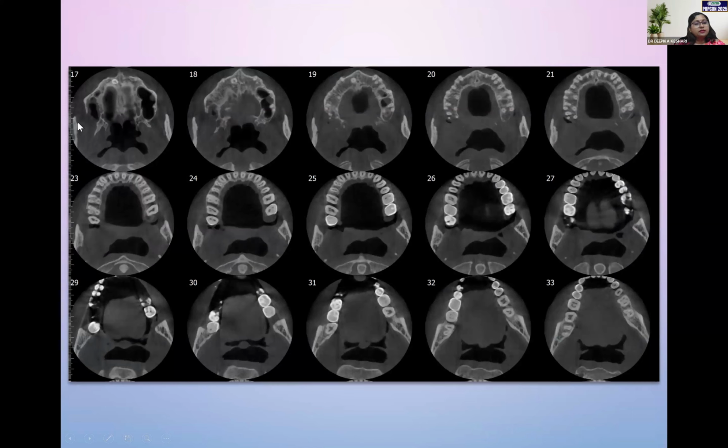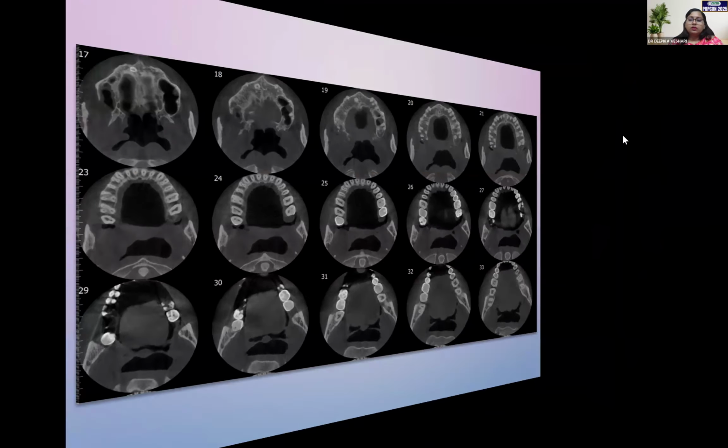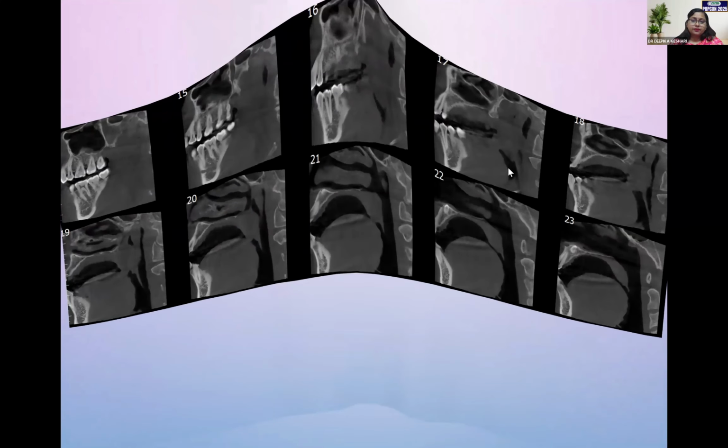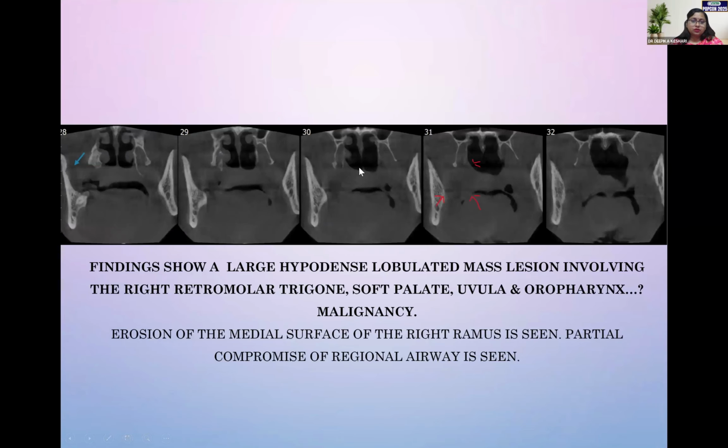In that case, we could see that there is a hypodense mass lesion which is causing destruction of the posterolateral wall of the right maxillary sinus, and it is also causing, as you can see here, a partial compromise of the regional airway in this region. The same mass you can see here in these sagittal sections. Also here, it's present over here, and it's also causing slight erosion over here.